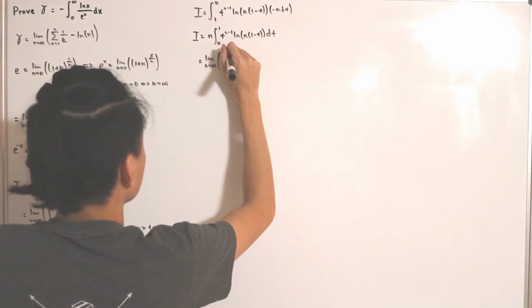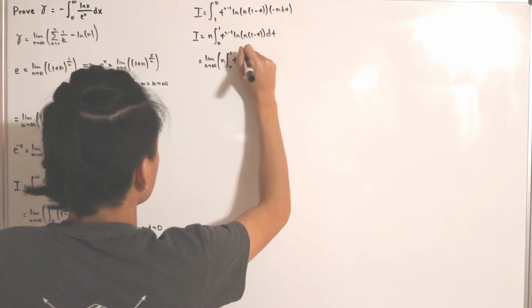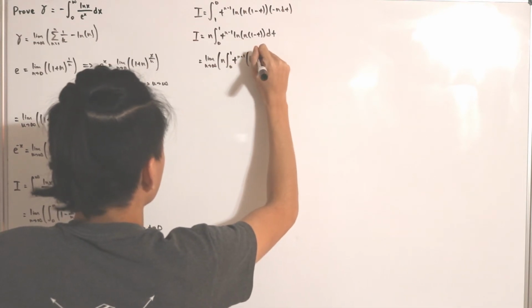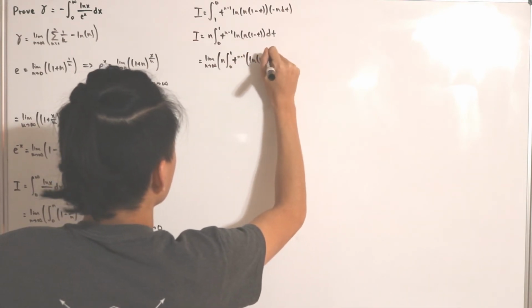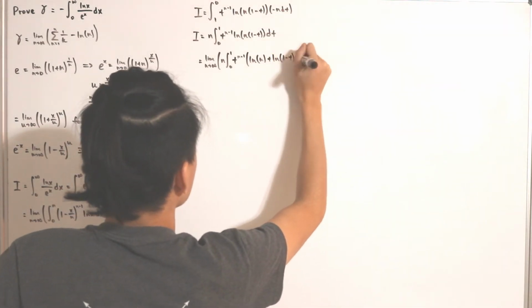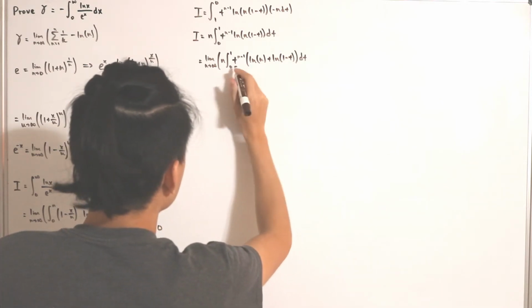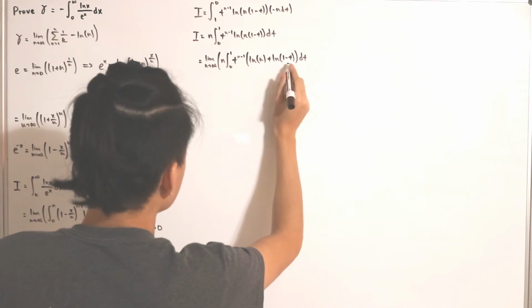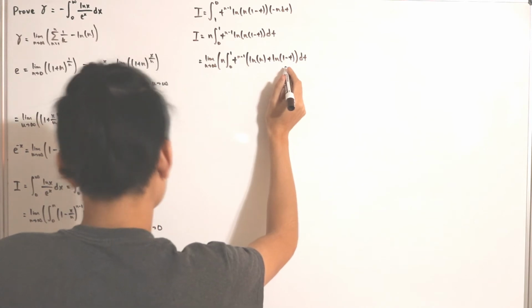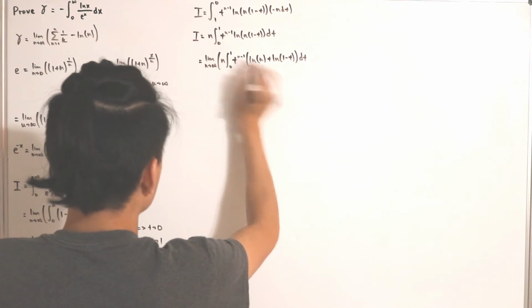So this is n times the integral from 0 to 1 of t raised to the power of n minus 1, then multiplied by ln of n plus ln of 1 minus t, dt. So now I can distribute the t to the n minus 1 to both of these natural logs, and then we can split this into two integrals as well, and that would also mean I have to distribute n as well.